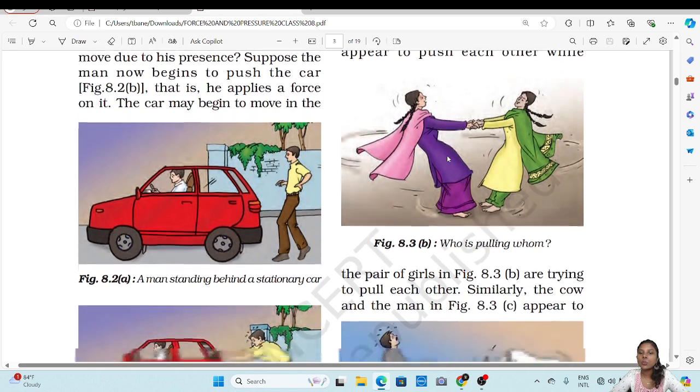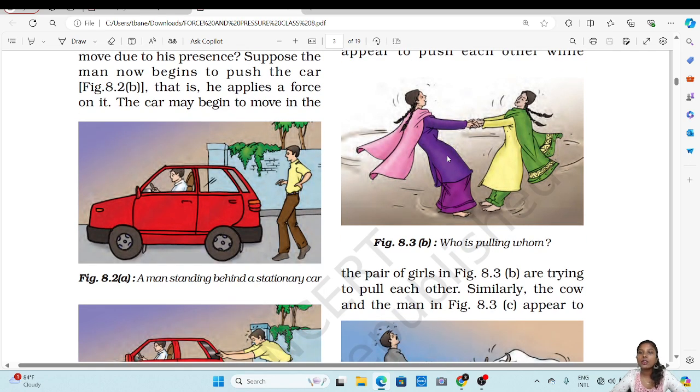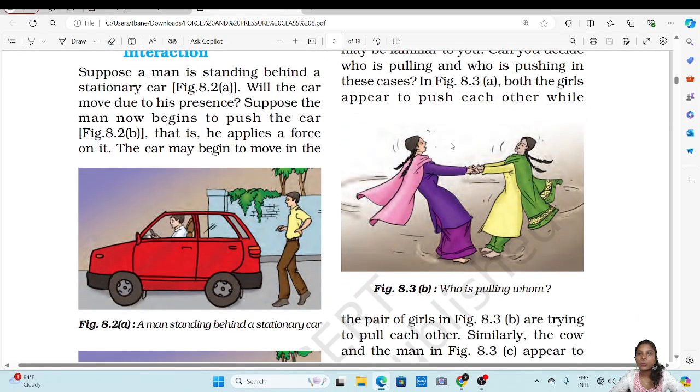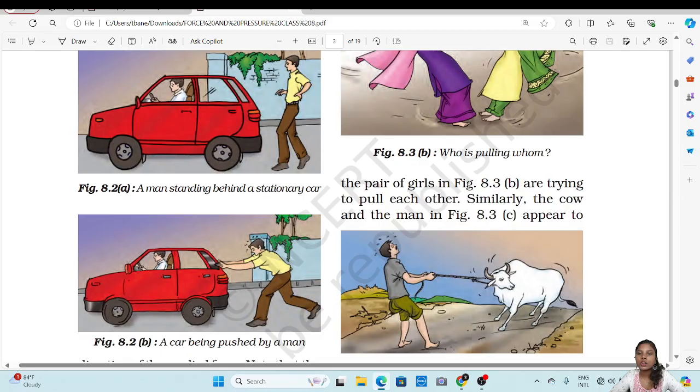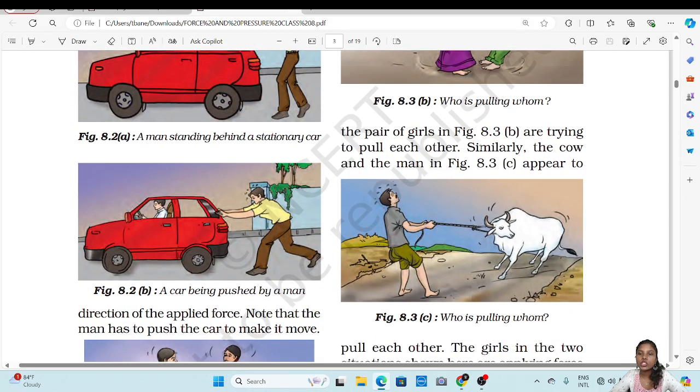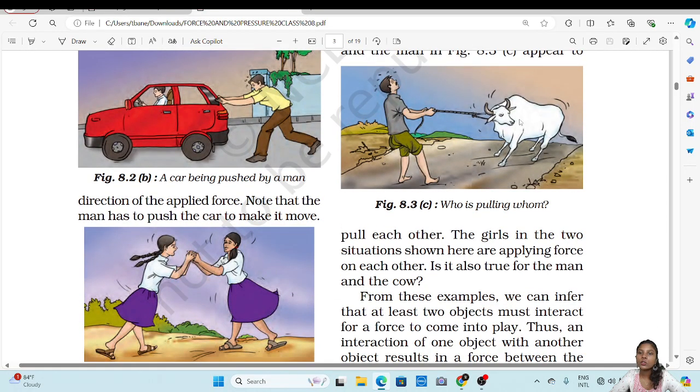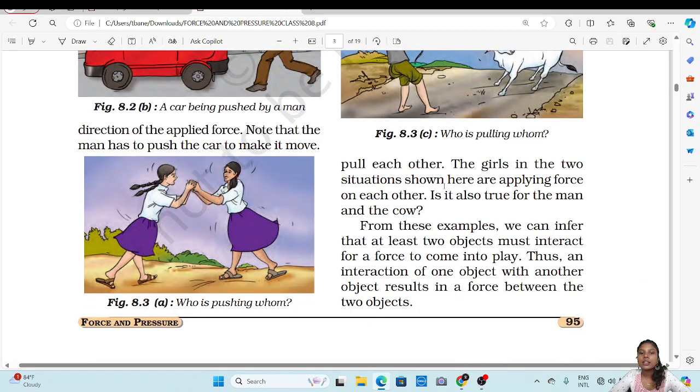See, in this case also, both are pulling each other. We cannot decide who is pulling whom. Both are pulling each other. So both the girls appear to push each other, while the pair of girls in 8.3b are trying to pull each other. Similarly, the cow and the man appear to pull each other. Here also the cow is trying to pull the man and the man is trying to pull the cow. Both are applying some kind of force to pull each other. The girls in the two situations shown here are applying forces on each other. It is also true for the man and the cow.